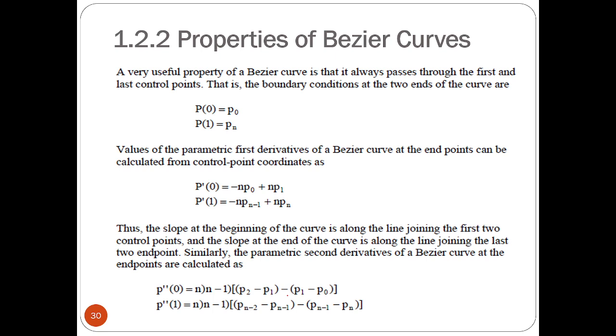Similarly, the parametric second derivatives of a Bezier curve at the endpoints are calculated as P''(0) = n(n-1)[(p2 - p1) - (p1 - p0)], P''(1) = n(n-1)[(p(n-2) - p(n-1)) - (p(n-1) - pn)].